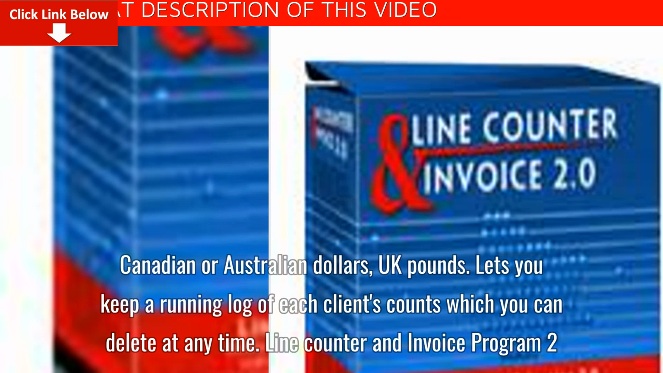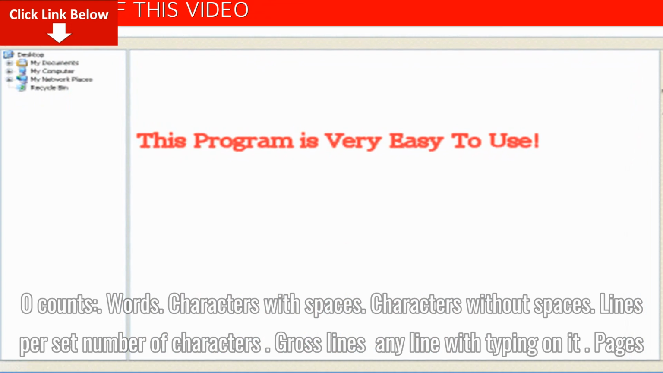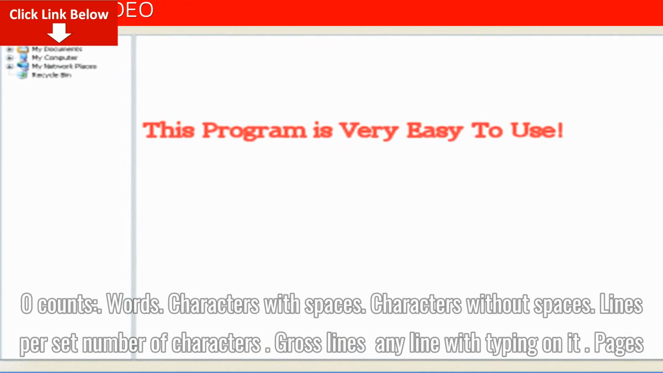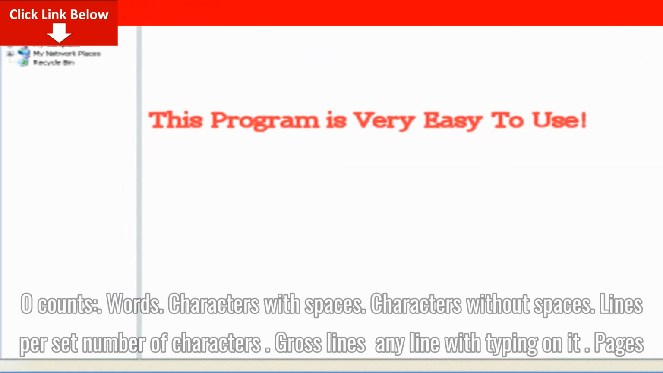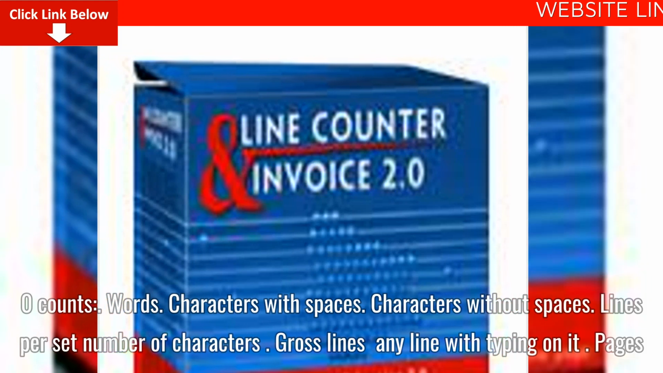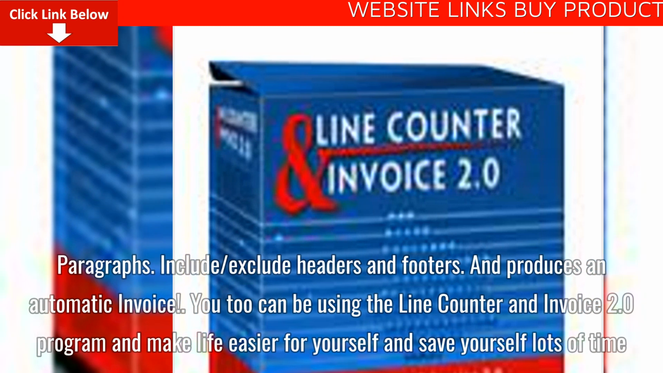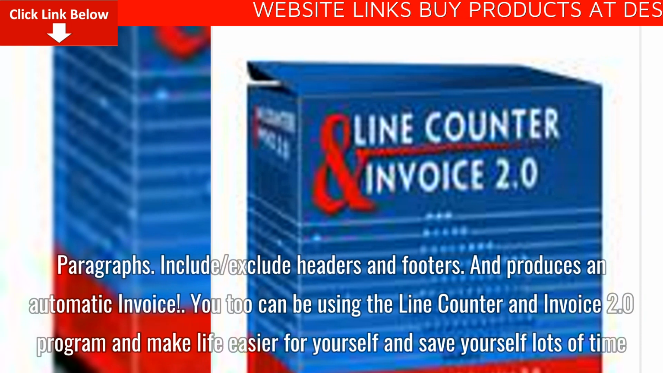Line counter and invoice program 2.0 counts words, characters with spaces, characters without spaces, lines per set number of characters. Gross lines, any line with typing on it. Pages. Paragraphs. Include or exclude headers and footers. And produces an automatic invoice.